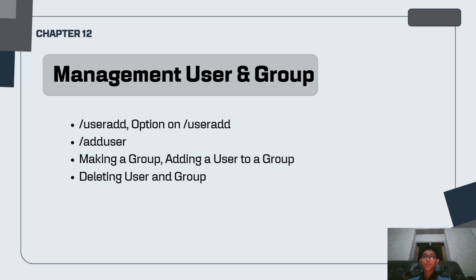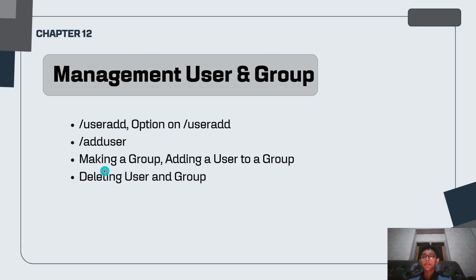So in chapter 12, which is management user and group, I will practice about useradd and the options on useradd, and then adduser. It is used to make a new user. For useradd, it's a little bit not too good, but for adduser, you will make the home directory and so on automatically, but for useradd, it is only making the user without making the home directory.